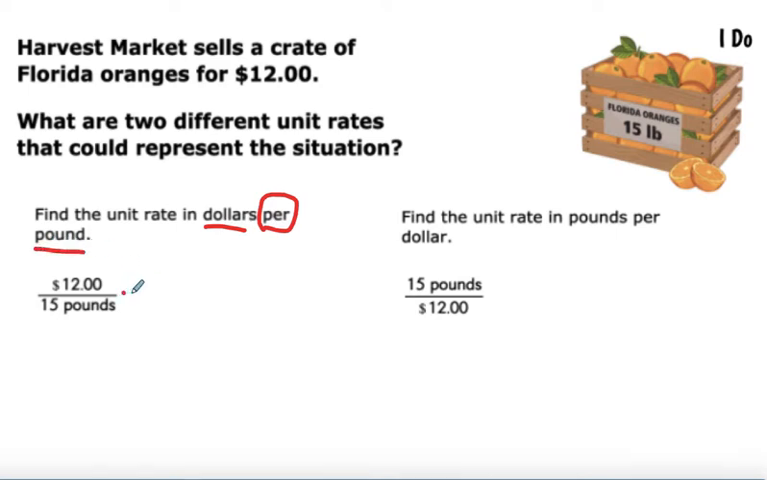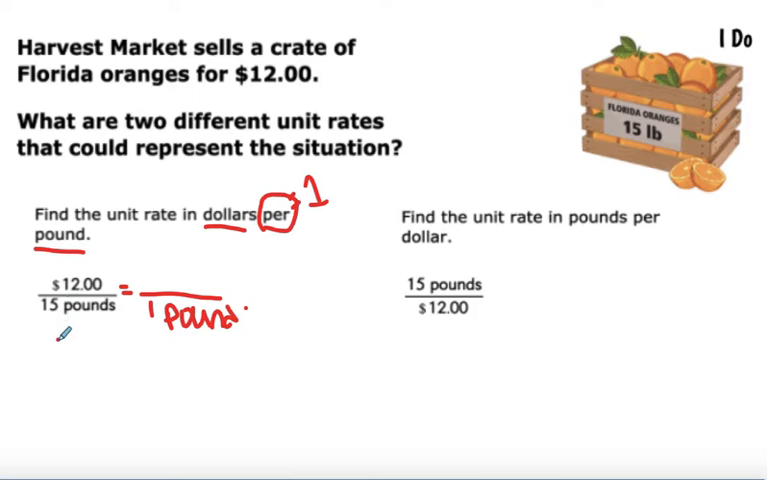Well, I'm going to set up a proportional relationship. Since the pounds here is on the denominator, I'm going to put 1 pound here on the denominator. And I got 1 because the question is asking me per pound. So I know I'm looking for 1, right? Because the word per means 1. Okay?